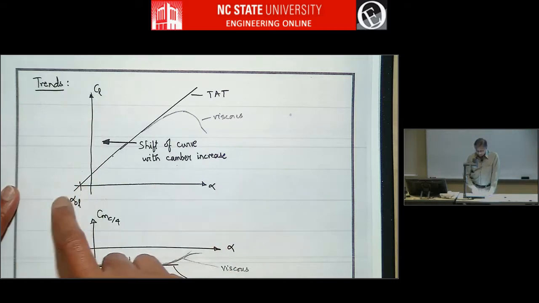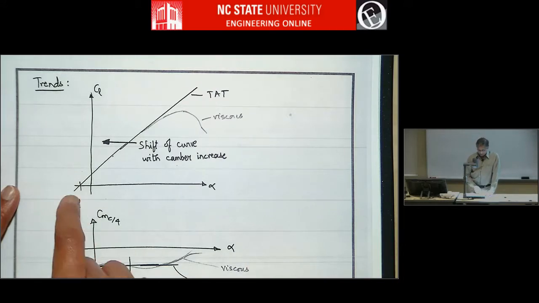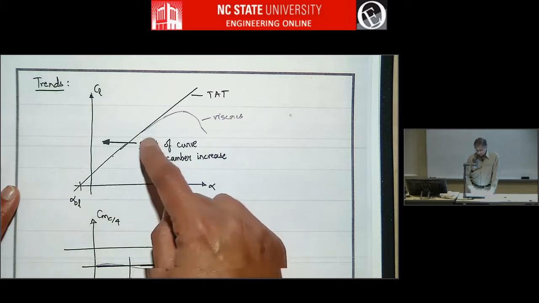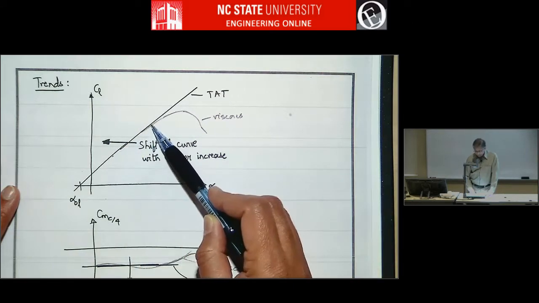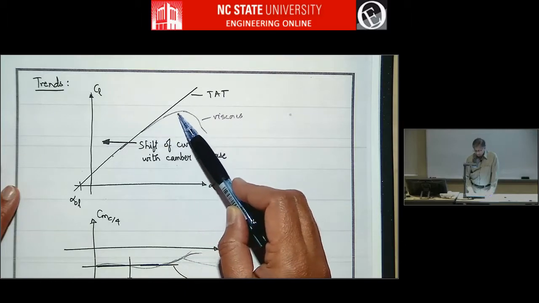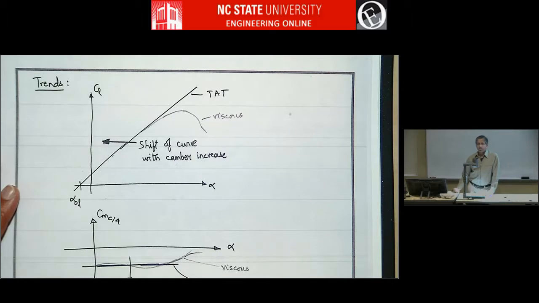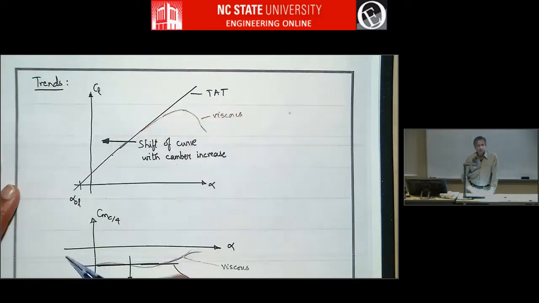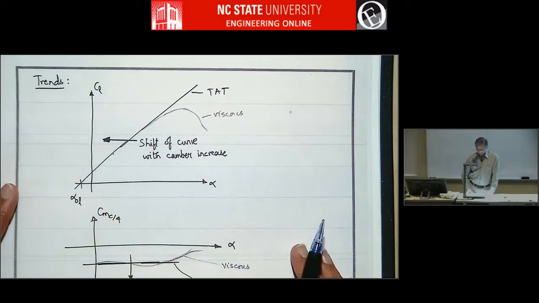CL versus alpha is a curve like this. The slope is 2 pi per radian, and this angle is alpha 0 lift. Obviously, the viscous behavior will be where it deviates from this linear behavior and reaches a maximum and stalls. But what happens when you increase camber? This curve shifts to the left because the alpha 0 lift becomes progressively more negative.